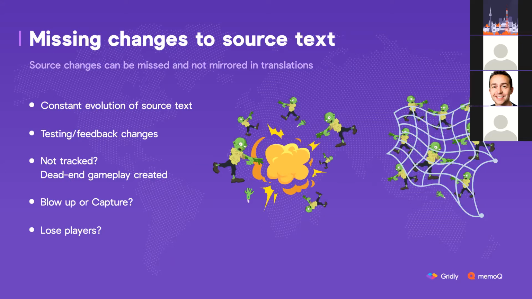So, missing changes to source text. Source text, especially within development, is constantly evolving, so you need to be able to track those changes. You need to ensure that any testing and feedback that occurs is also fed into the game itself. If it's not tracked, then you'll find that a dead-end gameplay is potentially created. For example, you might be told to blow up a bunch of zombies, but then that changes through gameplay testing to capturing those zombies instead. If somebody then experiences that, they might find that they're just wandering around a level, unable to continue in the game. And that's basically a dead end.